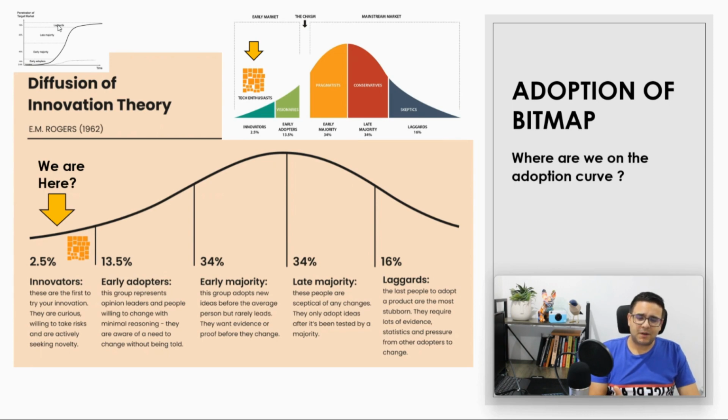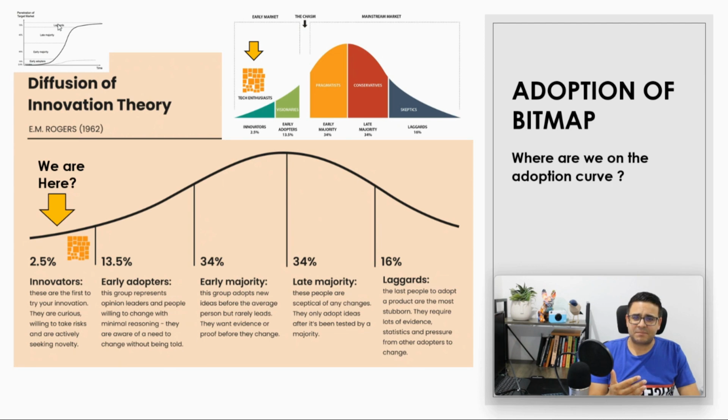I've plotted where I believe Bitmap is on this chart, and my personal take is that we are still at the innovator stage. If you look at the descriptions on the screen, under innovators it says: innovators are the first to try your innovation. They're curious, willing to take risks, and are actively seeking novelty.